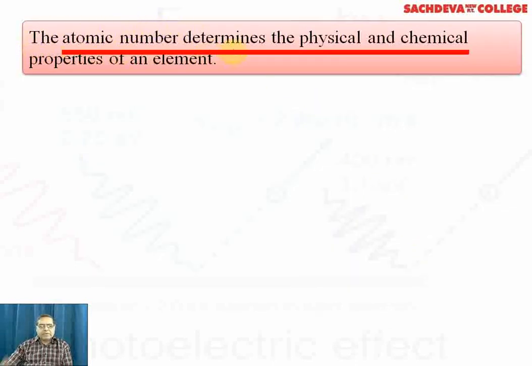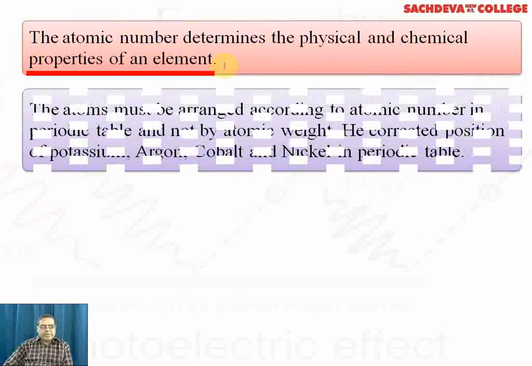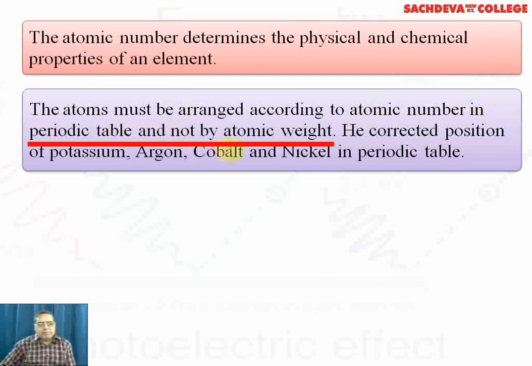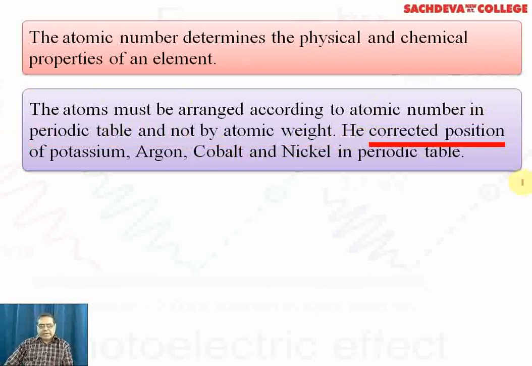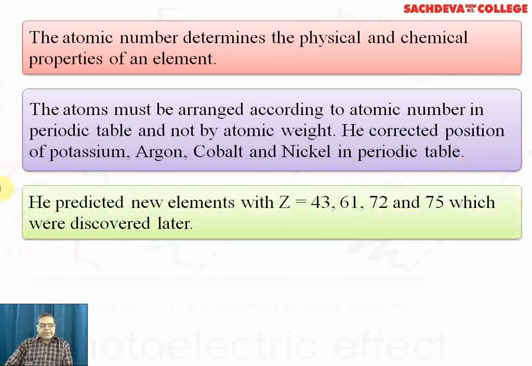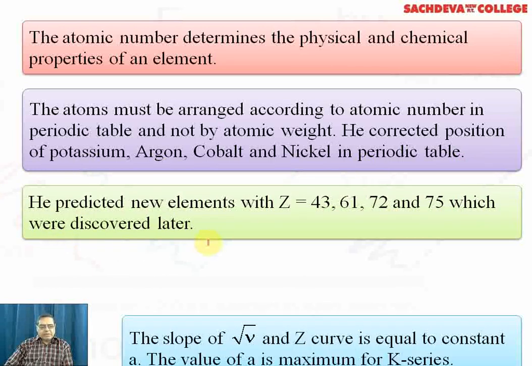The atomic number determines the physical and chemical properties of an element. The atoms must be arranged according to atomic number in the periodic table. Then we will find that most of the vacant places will be filled, and not by atomic weight. He corrected the position of potassium, argon, cobalt, and nickel in the periodic table. He predicted new elements with Z equal to 43, 61, 72, and 75, which were discovered later.